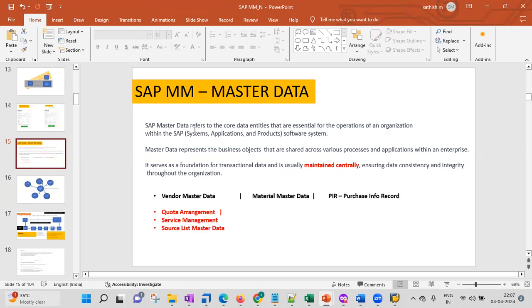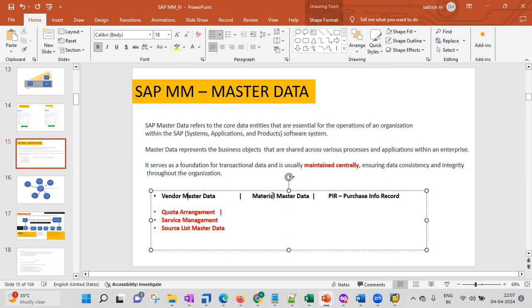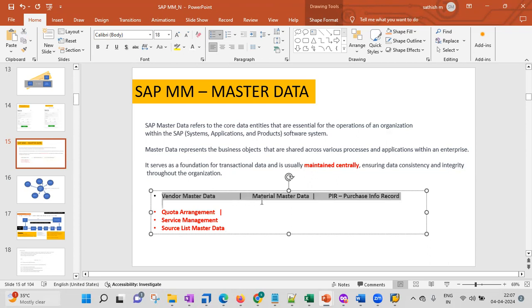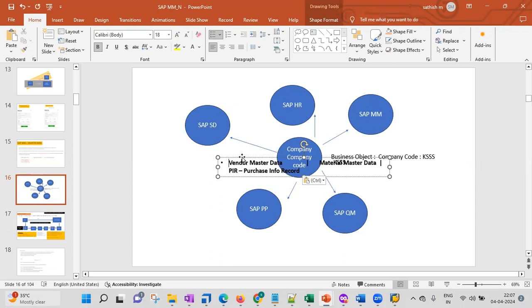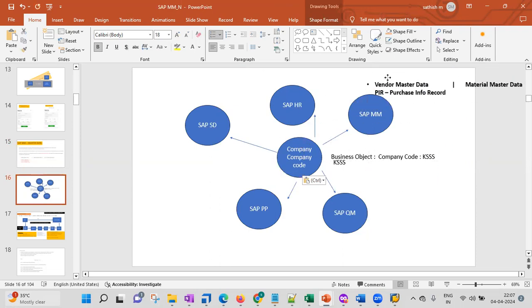Okay, so these are the different ones, and you can see here master data: material data, PIR (purchase info record), and there are a few others, like quota arrangement, service management, source list. These three are right now not required. That's okay. Let's learn about these three things. These three things are the master data of MM, only MM.